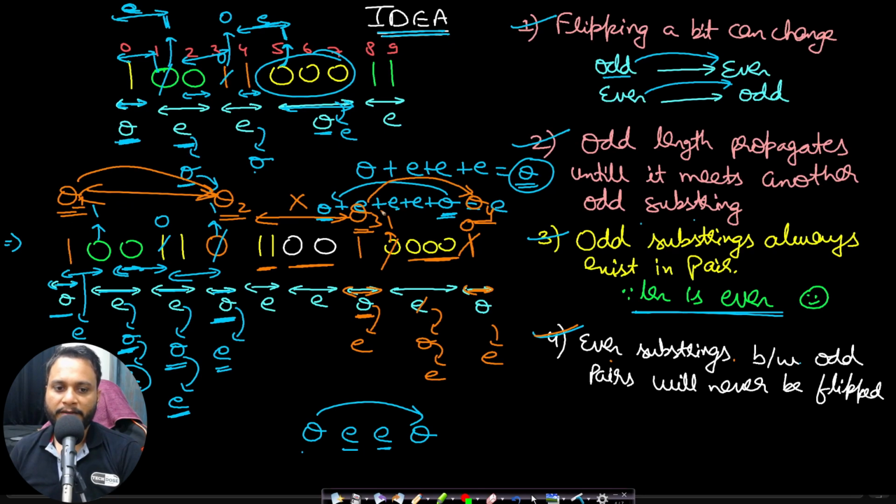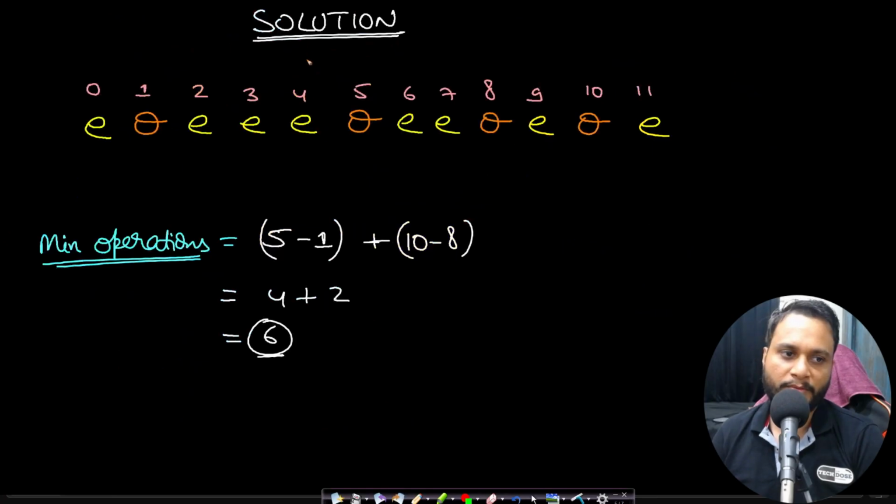Okay, and then another flipping operation will start once we find the third odd substring. Then another substring flips will start once I find the fifth odd substring. But in between the second and third, in between the fourth and fifth, there will be no flip at all. Okay, so this is an important observation for solving the problem.